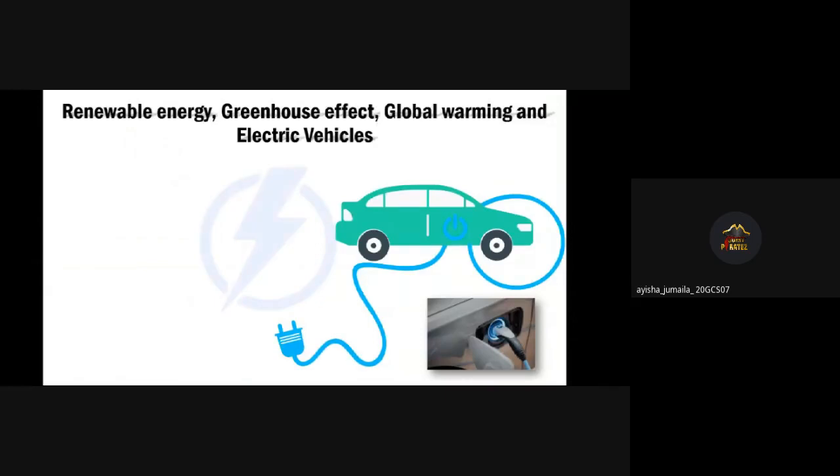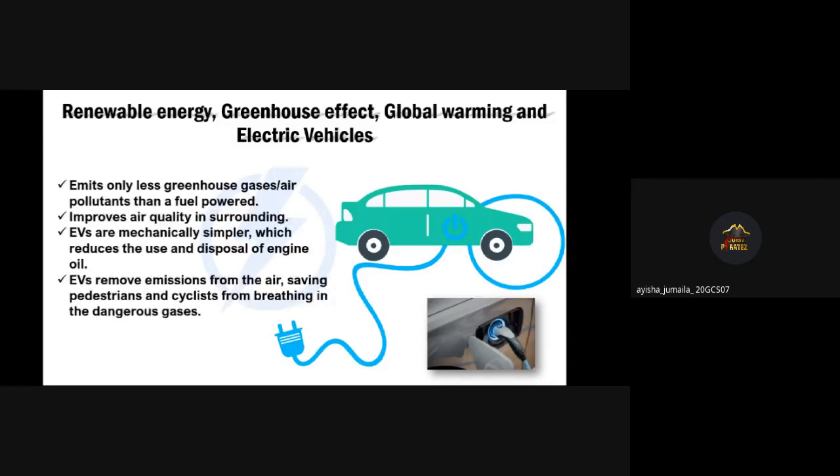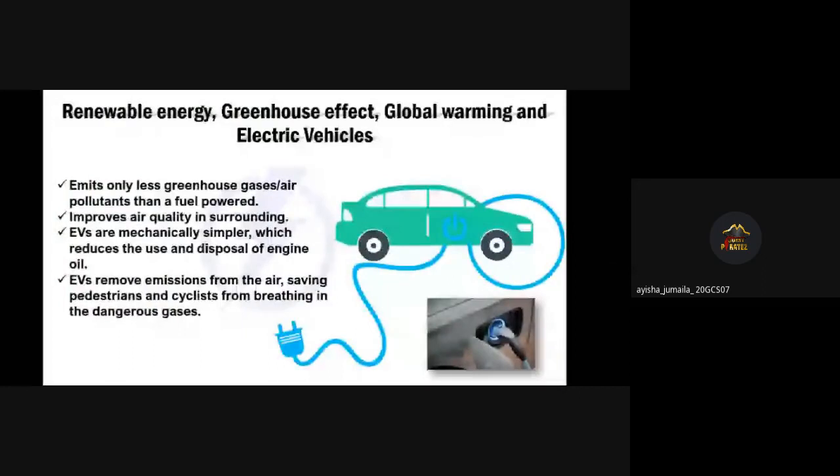So let's take a look at how electric cars affect the environment. They emit fewer greenhouse gases and air pollutants than fuel-powered vehicles, like CO2, CO, etc. It improves air quality in the surroundings. EVs are mechanically simpler, which reduces the use and disposal of engine oil, whereas the fuel engine is so complicated because of the IC engine. EVs remove emissions from the air, saving pedestrians and cyclists from breathing in dangerous gases, which is society's biggest concern now, and we all know about Delhi pollution.